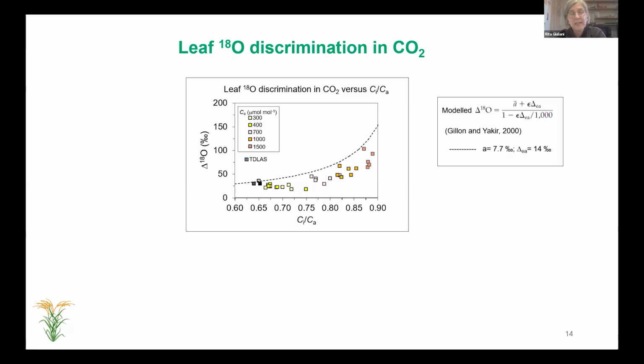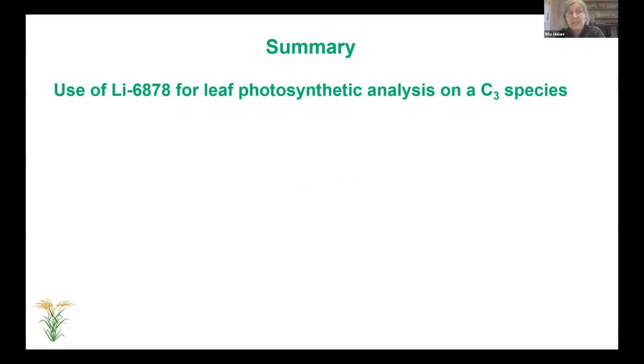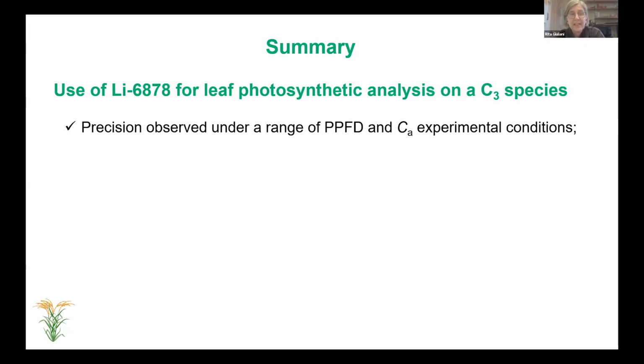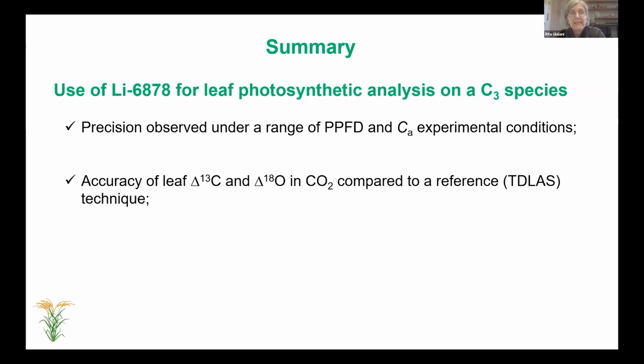And we can consider all of these data together as following this expected increasing pattern, so positive, in a positive way. In summary, the use of the new LI-COR tracer in C3 species showed precision under a range of light and CO2 concentration levels. And we see accuracy in the 13C discrimination and in the discrimination of oxygen-18 in CO2 compared to the reference technique.